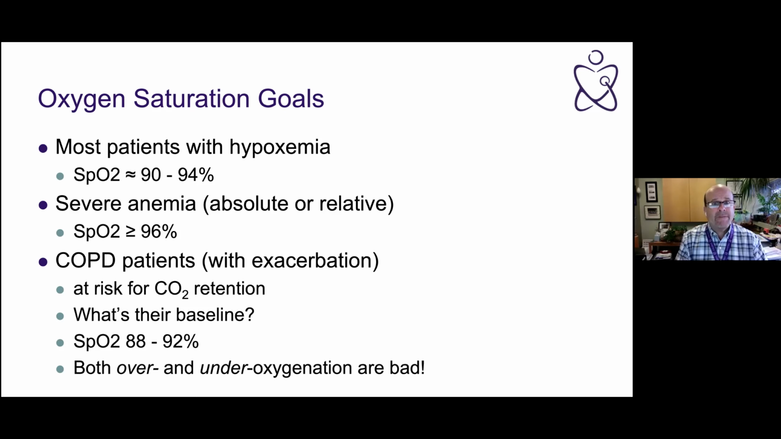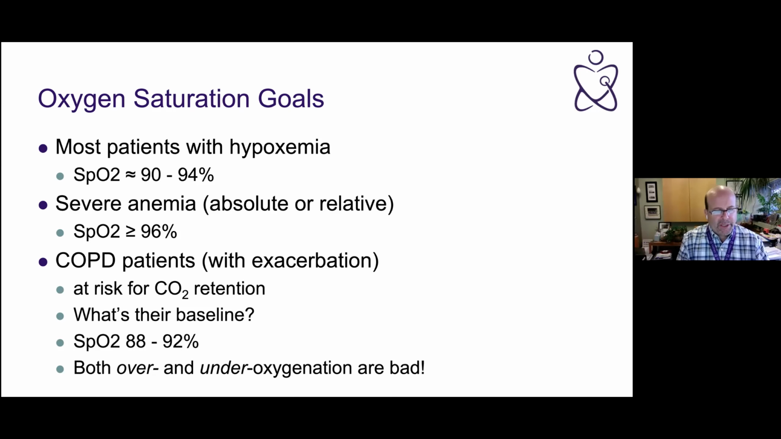In patients who have very profound anemia, either an absolute anemia or a relative anemia, driving the saturation higher makes good sense, because you're really trying to increase oxygen delivery to the tissues, and you have very few boxcars, very few red cells. And so you really want to saturate them as best you can.